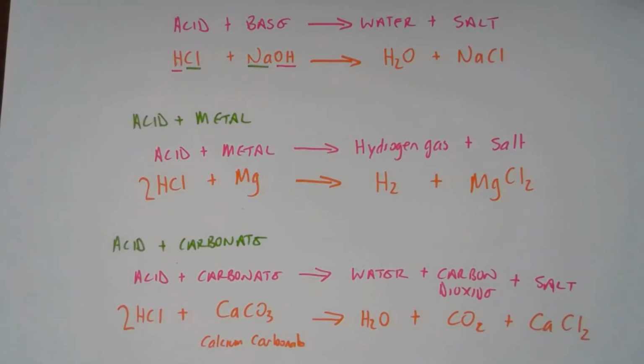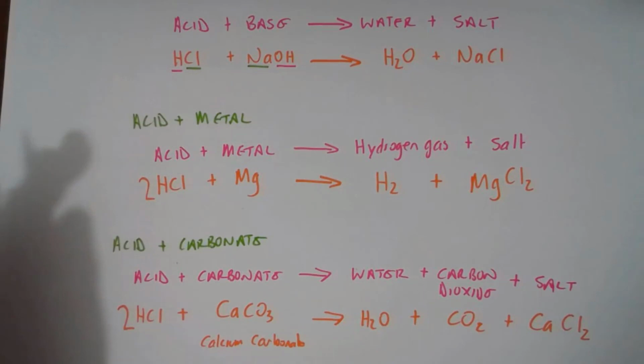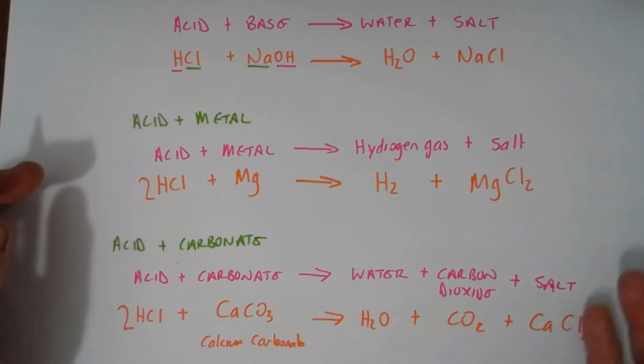So here are 3 different types of acid reactions. What we've learnt is that salt is produced in each of these, and salt is when the hydrogen of an acid is replaced by a metal, and that's how we produce a salt.